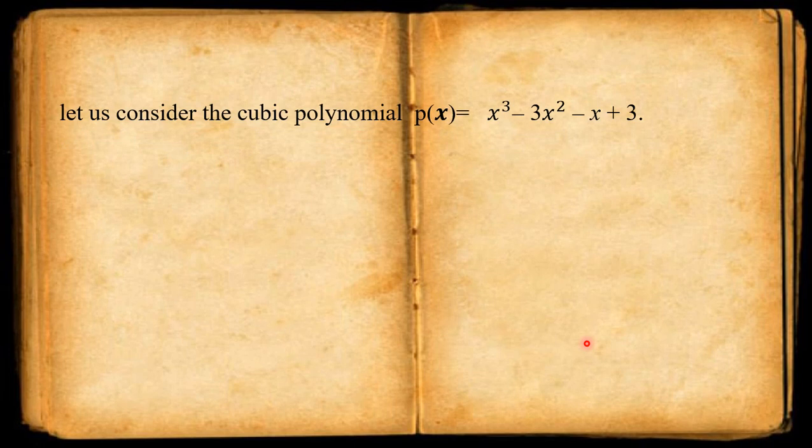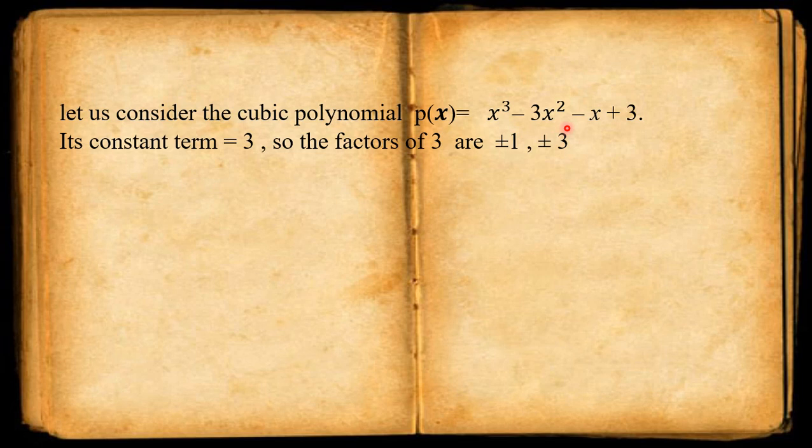So let us consider a cubic polynomial x cube minus 3x square minus x plus 3. We observe its constant term. Here its constant term is 3. So we know the factors of 3 are plus minus 1 and plus minus 3. That means plus 1 is a factor, minus 1 is also a factor, plus 3 is a factor, and minus 3 is also a factor of 3, that is the constant term. So any one of the values we will put in the given polynomial.